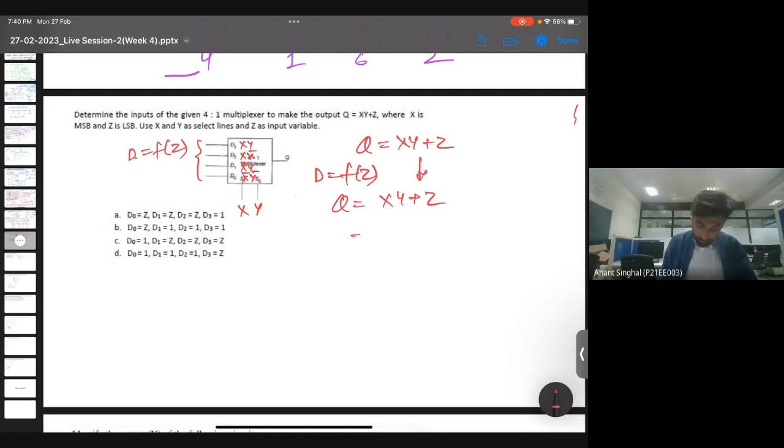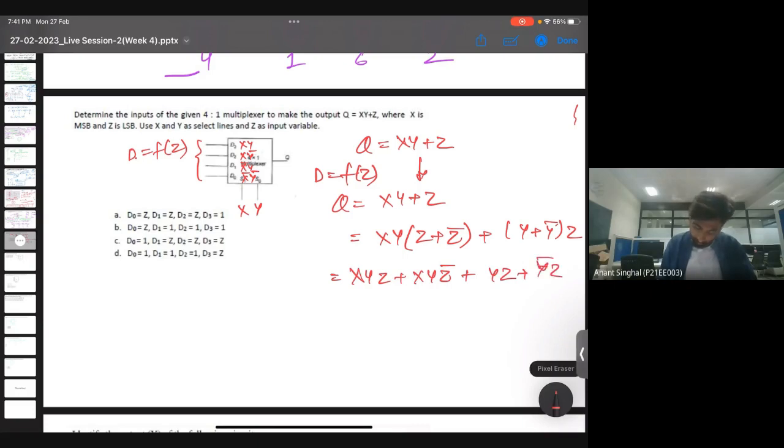So I'll try to expand this XY. So Z plus Z bar. Maybe I can take first as Y. So XYZ plus XYZ bar. I'm doing this to just get the min terms out of it. So this is YZ plus Y bar Z. Again, I'll expand it.